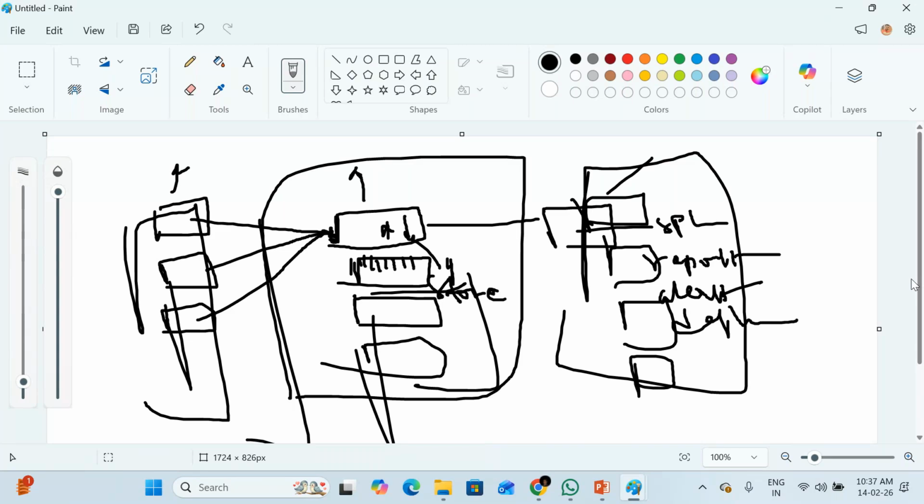Otherwise, you can get your Splunk on AWS cloud also, Azure cloud also, GCP cloud also. All three possibilities are there. You got my point. On-prem is there, Splunk Cloud is there, Splunk with AWS, Azure, GCP also is possible. Got my point. That is the biggest benefit.